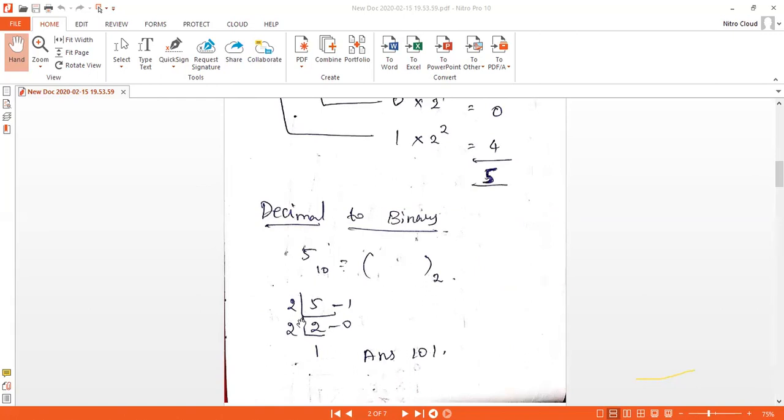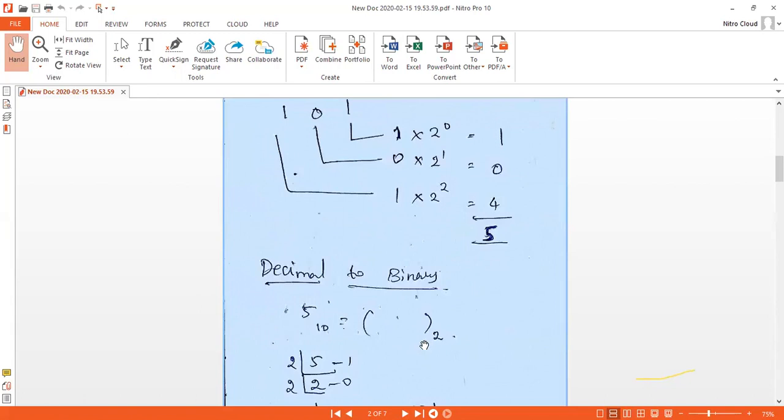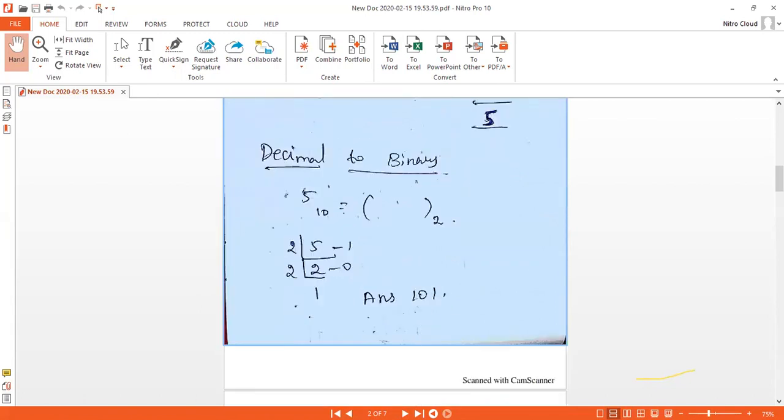I put 5 here, because since I want a binary number, I divide it by 2. I get remainder 1. 2 2s are 4, remainder 1. Again, 2 1s are 2, remainder 0. Then you have to write 1 0 1 in this format, from bottom to top. 1 0 1, base value 2, that is the binary value. So 101's decimal value is 5, and 5's binary value is 101. If this is clear, type yes in the chat box. Let's move on.